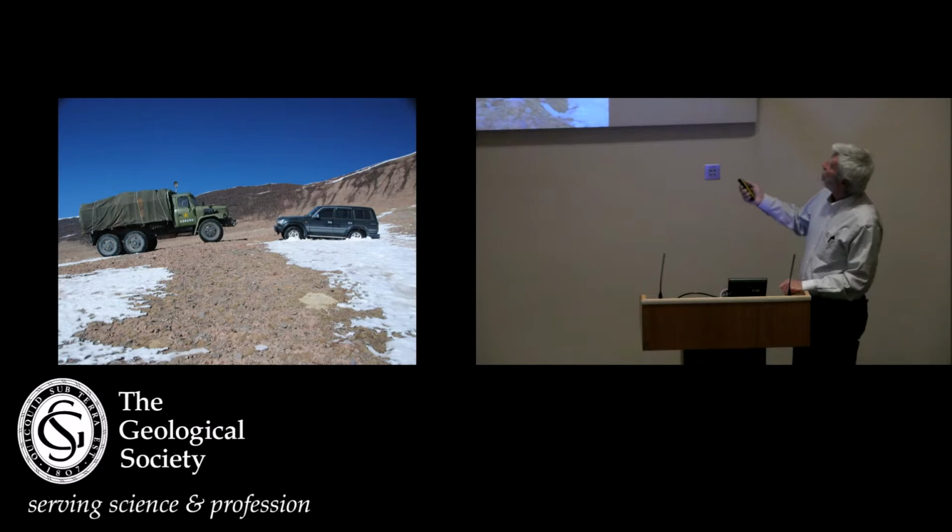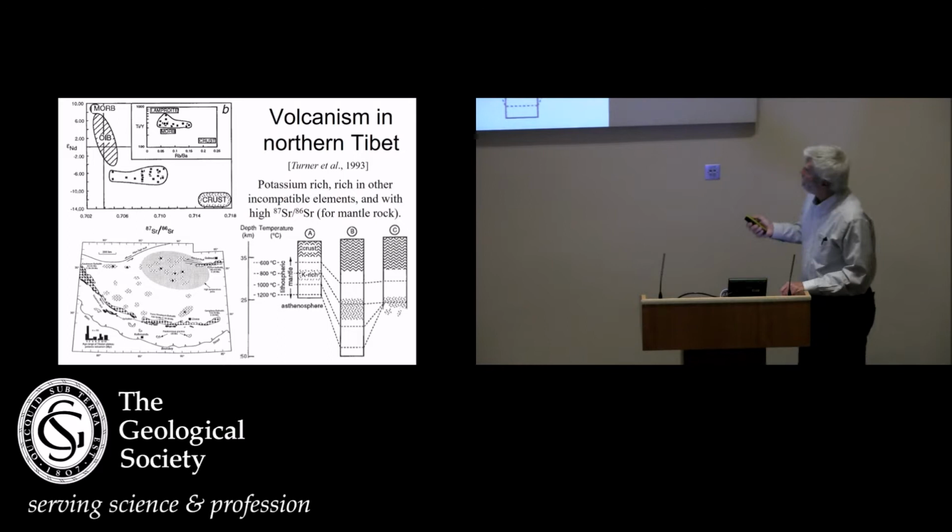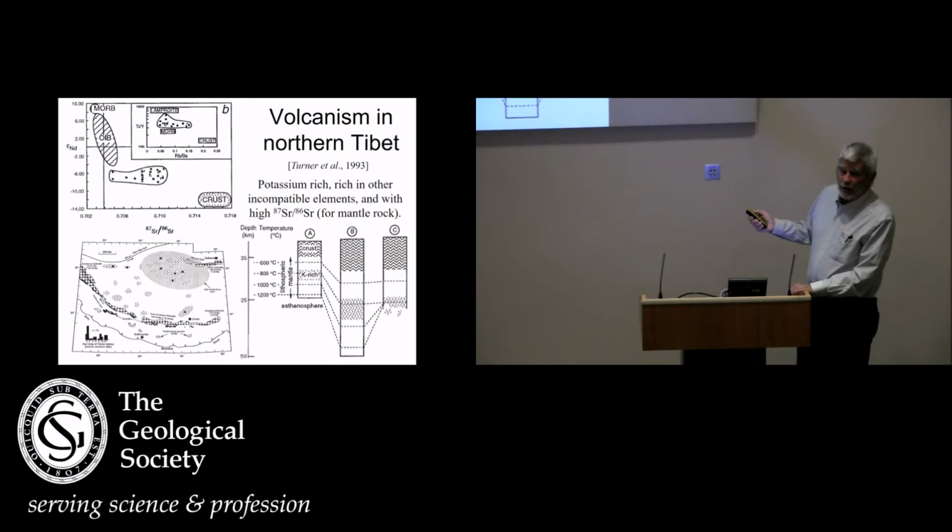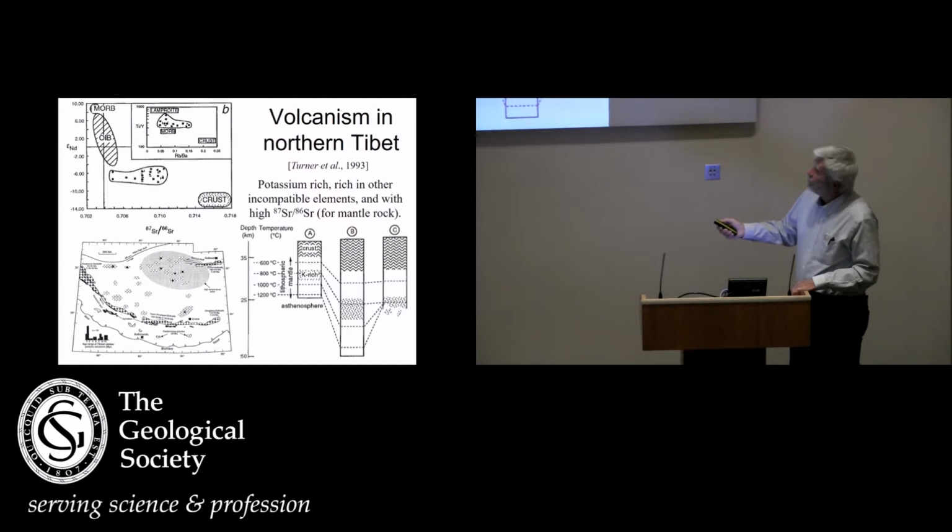Turner, 25 years ago, analyzed the chemistry of some of this volcanic rock. As I said, it's potassium rich. It's rich in other incompatible elements. It's also got a high strontium-87/86 ratio. Plotted on a delta neodymium versus 87/86 diagram in here, old crust is way over here, enriched in rubidium, lots of strontium-87. MORB is way up here, and Tibetan mantle volcanic rock, it's basalt, so it comes out of the mantle, lies in between in here.